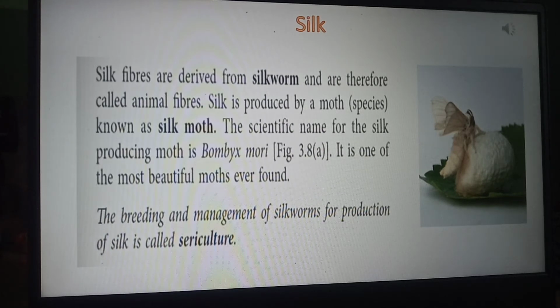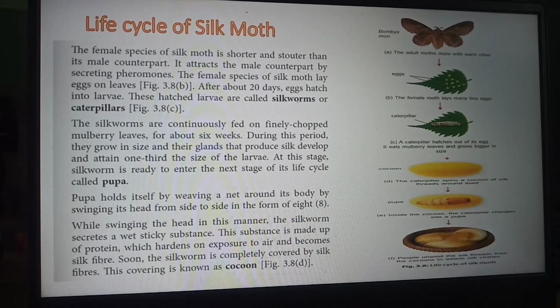Okay. Now we are going to discuss about the life cycle of silk moth. So please try to understand it very properly. Okay. And I will be discussing it step by step. Okay. Firstly, the female species of silk moth is shorter and stouter than the male counterpart. Okay, silk moth, there is one male and other one is female, and the female silk moth is shorter and stouter than the male counterpart. Means female is shorter in size, in comparison to the male.